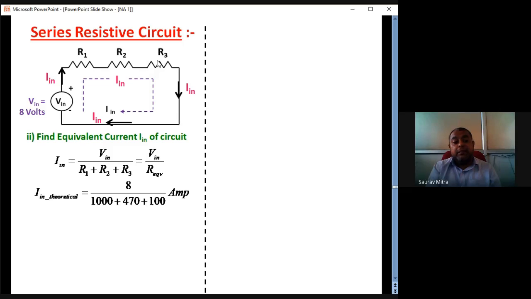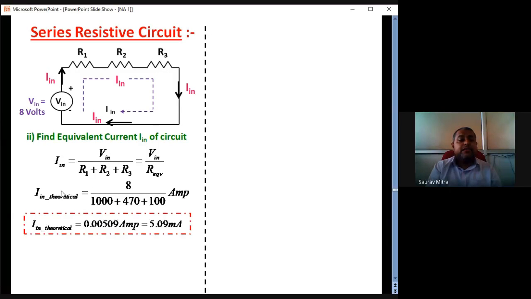That means the measured values of the resistances you are not considering, which happens when you come to the lab, which does not happen when you are doing it by using a very simple simulator. So in a simulator, this kind of value you will be getting. So IN theoretical. Theoretical means with the actual values of the resistances, meaning the theoretical values of the resistances.